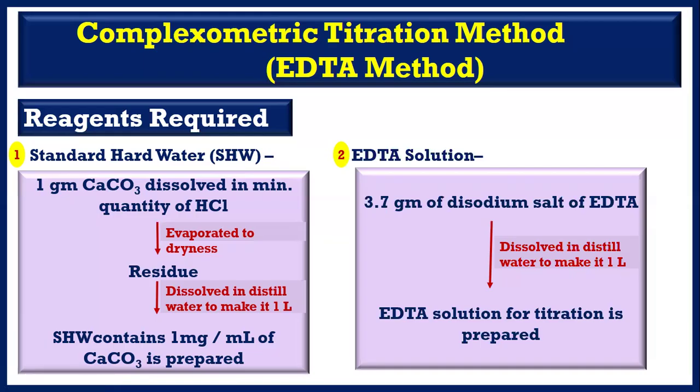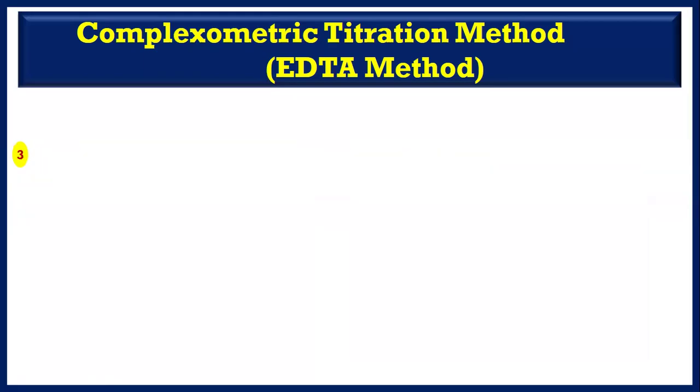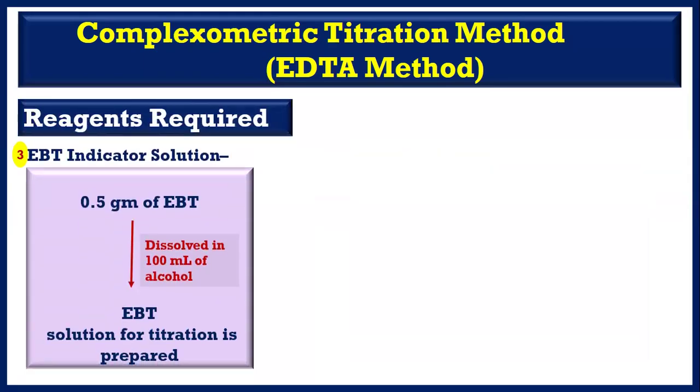Because EDTA is less soluble in the water sample. In place of EDTA, we are using the disodium salt to increase its solubility in the water. That is why 3.7 gram of disodium salt of EDTA is dissolved in 1 liter to make the EDTA solution for titration purpose.